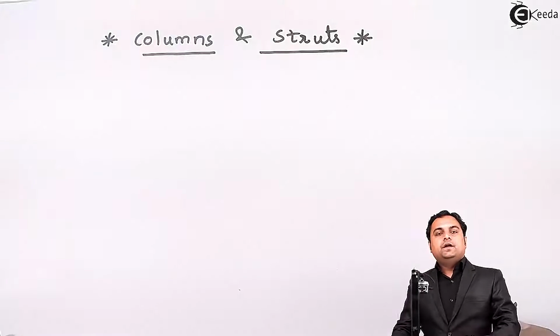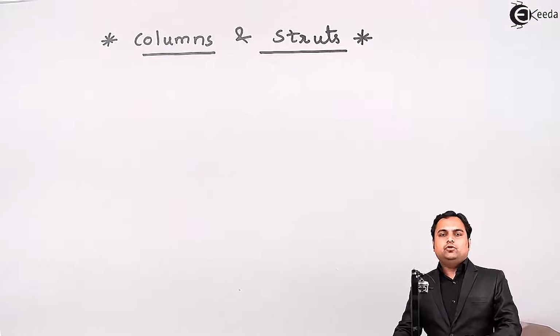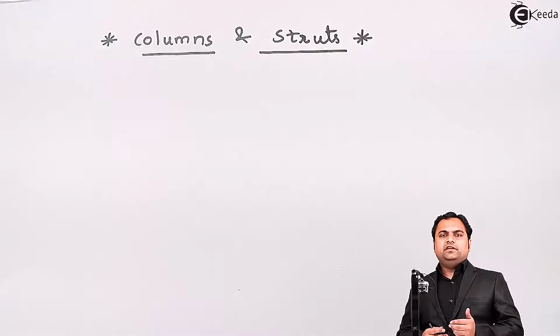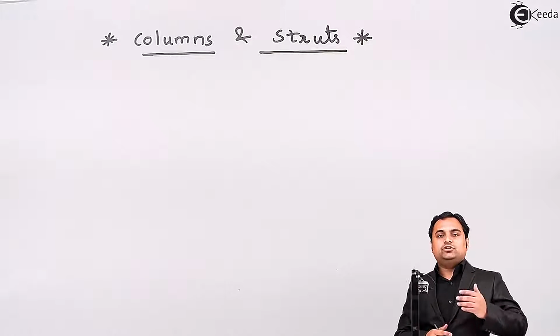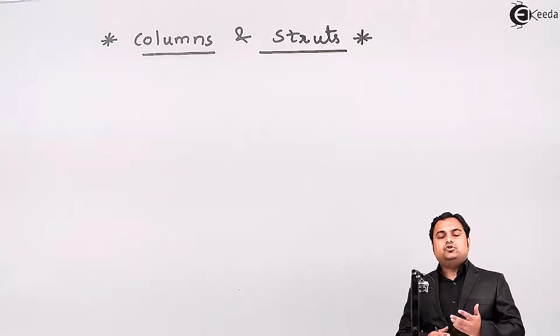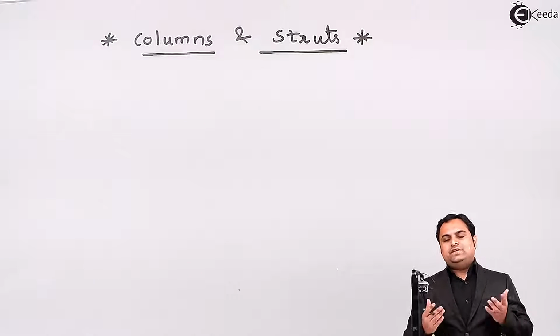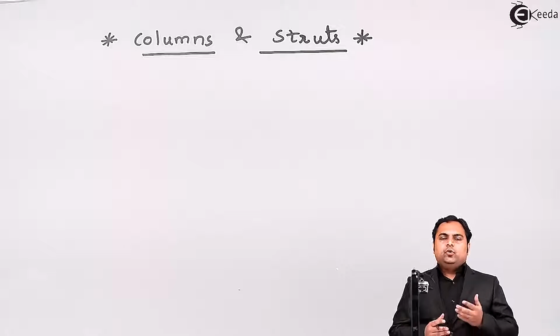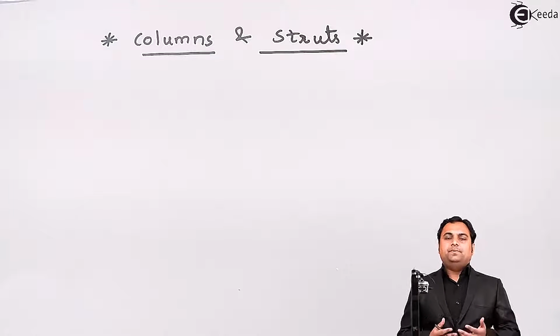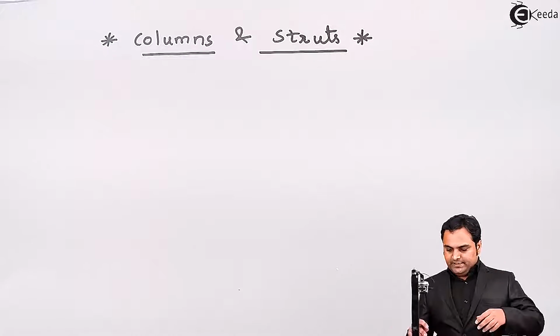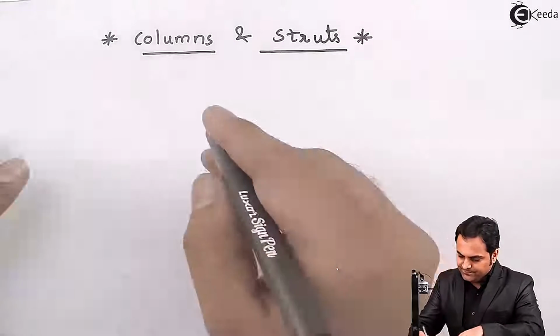Columns and struts. Now basically when we talk about a column, it is a vertical member which is used in structures for supporting the horizontal load over it, or we can say the horizontal structures. For example, a column is like a pillar which supports a horizontal member, for example a beam. So here I'll explain it in the form of a diagram.